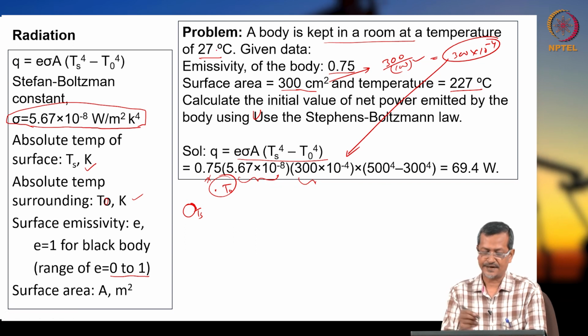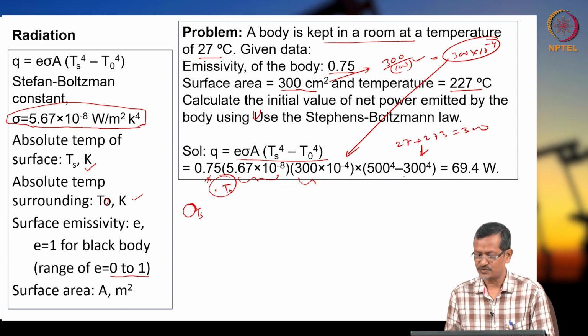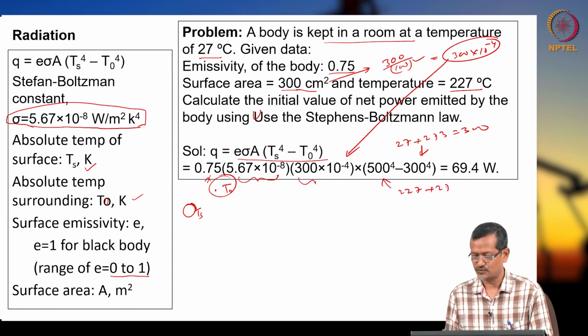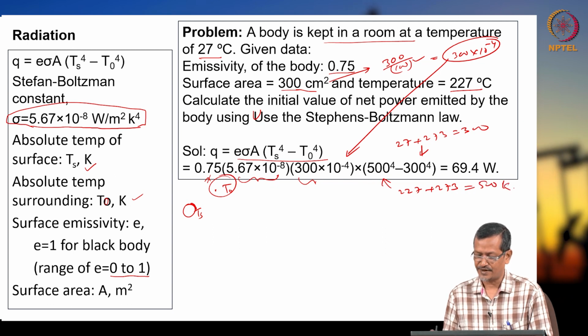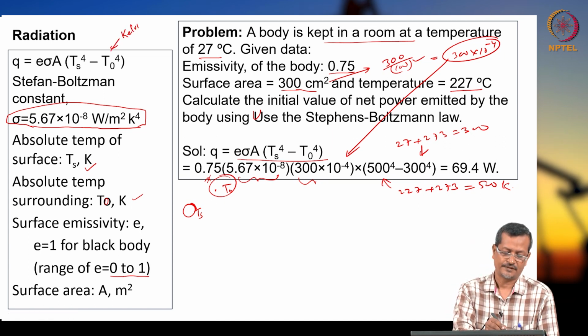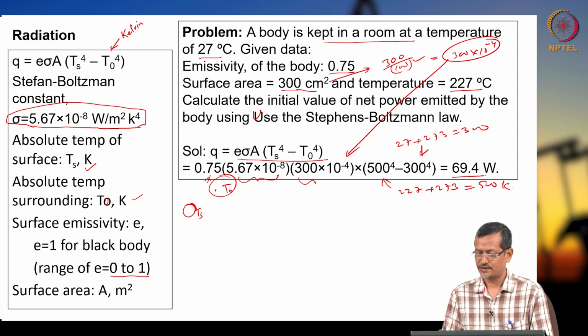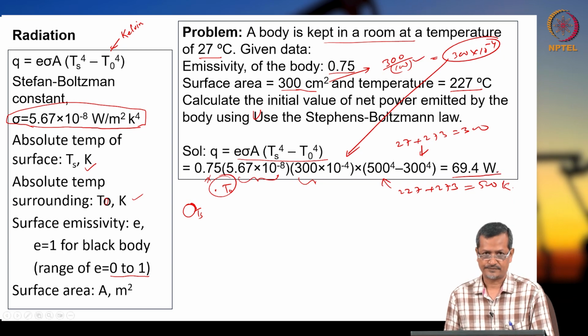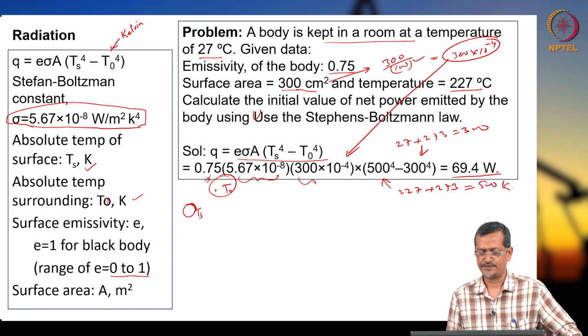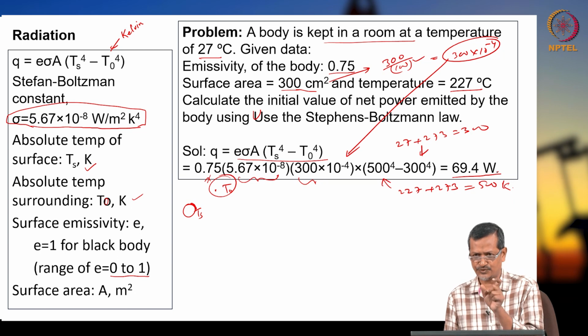Centigrade temperature is given, so 27 degrees centigrade plus 273 gives 300. And 227 is given, so 227 plus 273 equals 500. You are converting centigrade to Kelvin. So this is Kelvin, do not forget. If you put another unit, it will be completely wrong. So it becomes 69.4 watt. This is a very simple problem. You should remember especially this Boltzmann constant, how to solve the problem, what data is required. You should remember the formula also.